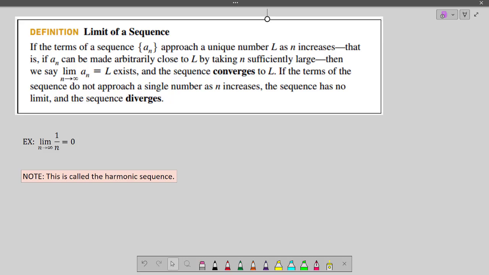L is a y value. So if that's true, we say that the limit of the sequence is L. We say the sequence converges to L. And if the terms do not approach a single number, then we say the sequence diverges. So when we look at something like the limit of n as n goes to infinity, we would say it diverges. We say the limit of n is infinity.